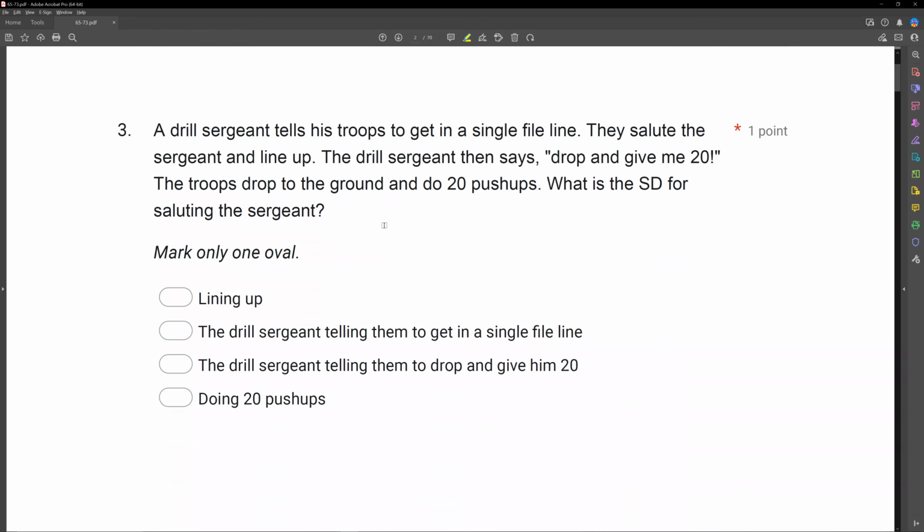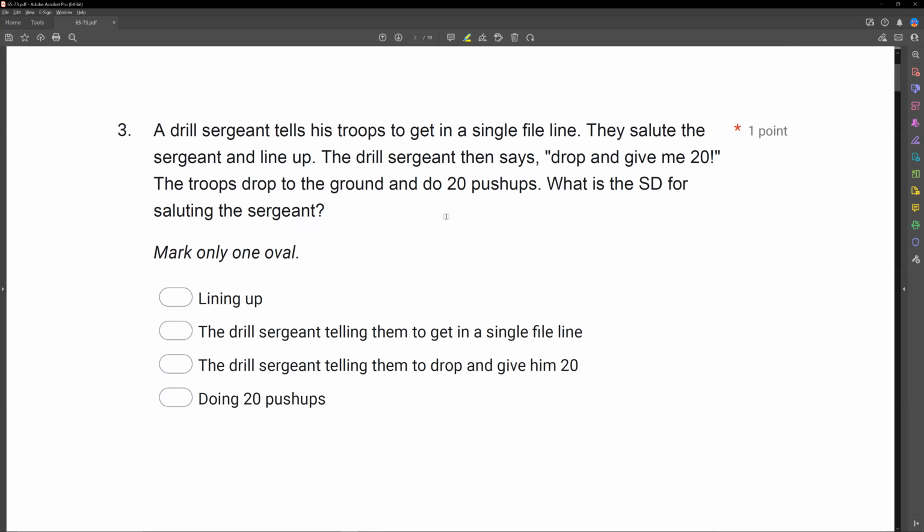3. A drill sergeant tells his troops to get in a single file line. They salute the sergeant and line up. The drill sergeant then says, drop and give me 20. The troops drop to the ground and do 20 push-ups. What is the SD for saluting the sergeant?